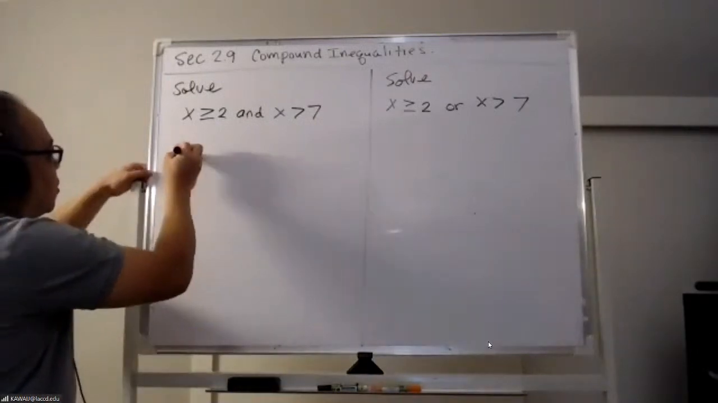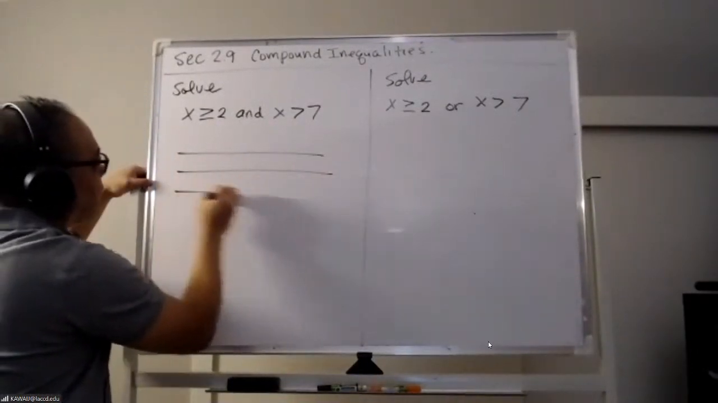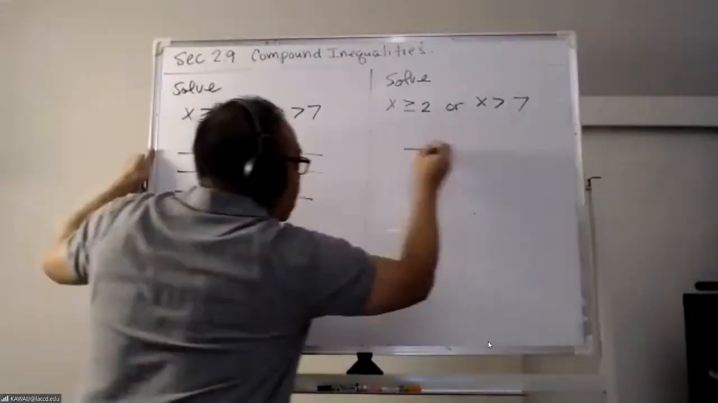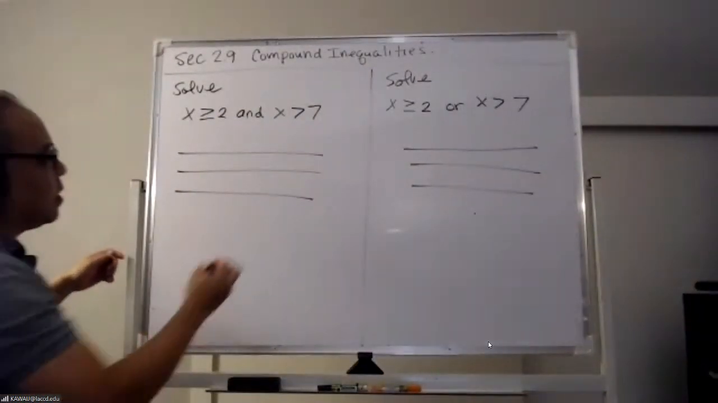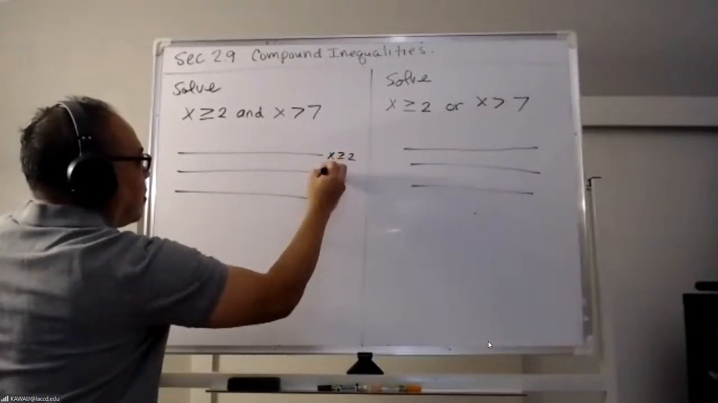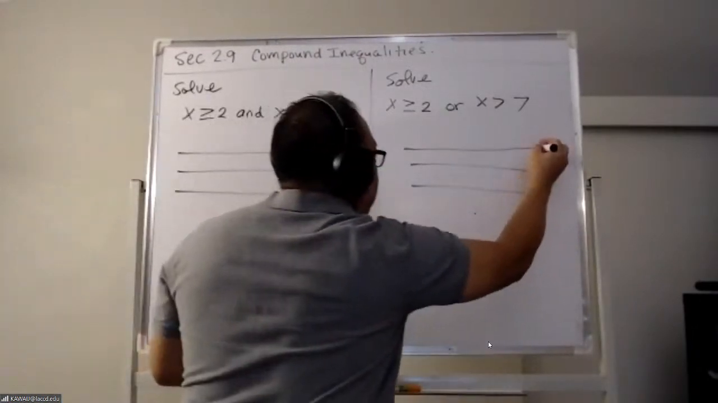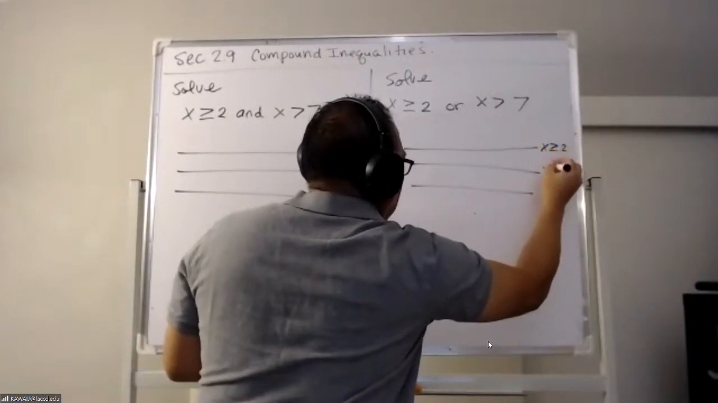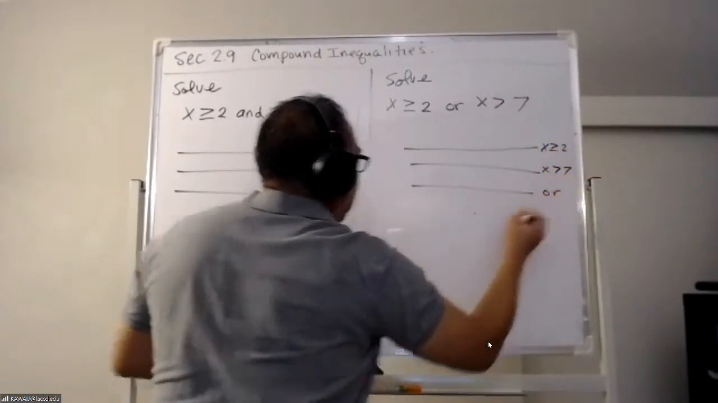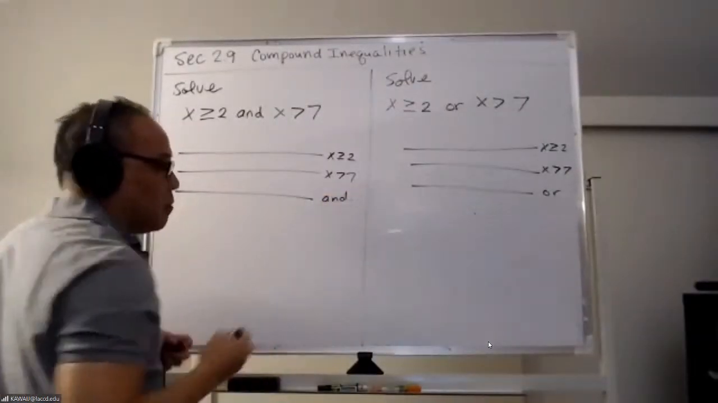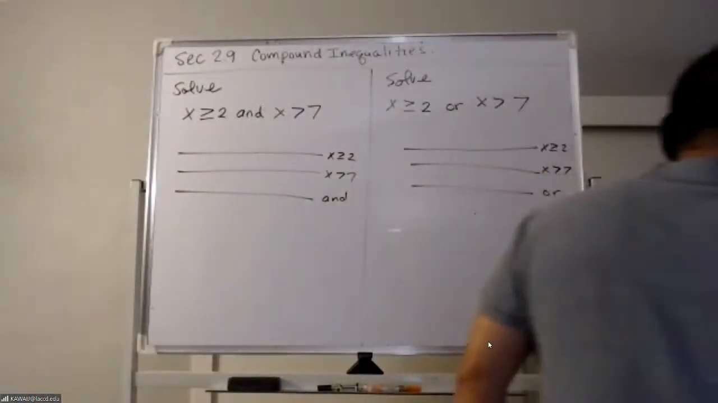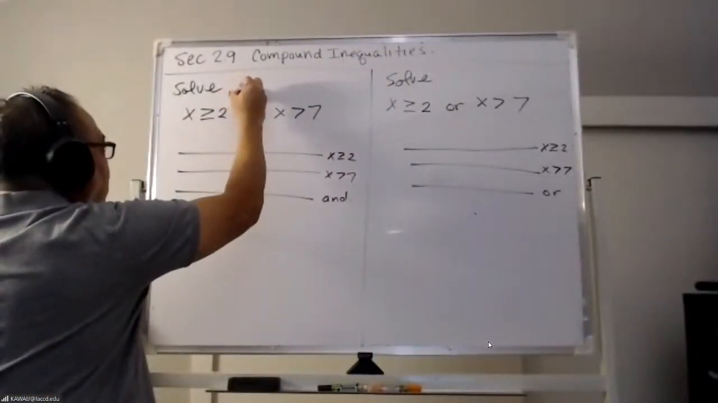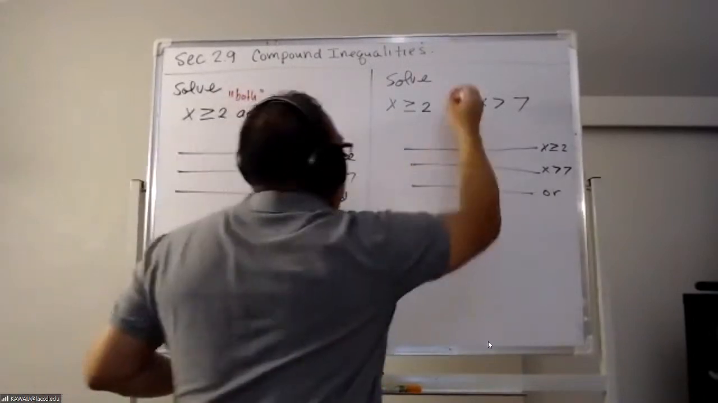Okay, and then be sure to draw your 3 lines. Okay. Let's just make sure we're all on the same page. Okay. Let's just remember that "and" means both, and "or" means at least one.